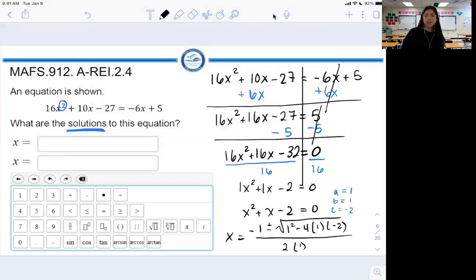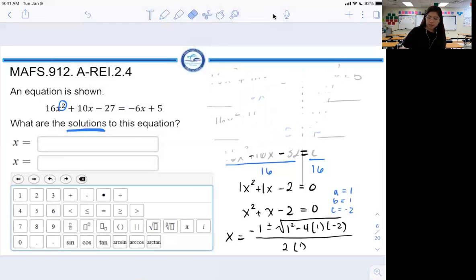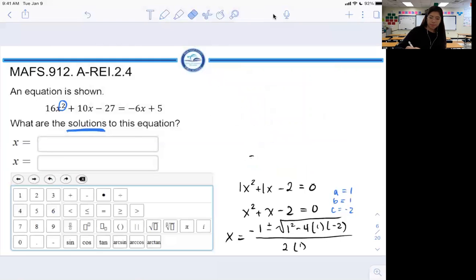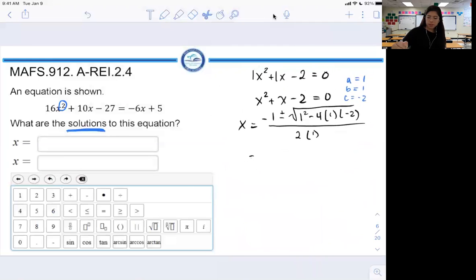Maybe, can I erase the stuff I did at the very top? Did everyone get that down? Yes? Okay. I'm just going to erase this. Okay. And move this up. Okay, cool.